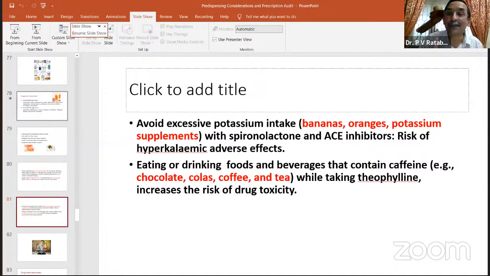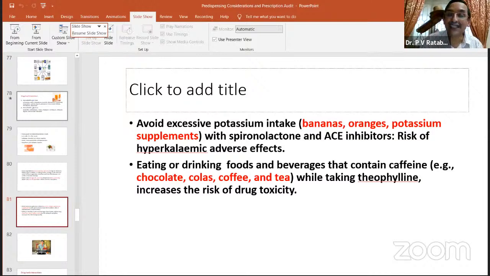Avoid excessive potassium intake: bananas, oranges, potassium supplements. Bananas and oranges are especially high in potassium. If you are taking telmisartan, or spironolactone, the high potassium can decrease the effect of your enalapril, lisinopril, ACE inhibitors. So the effect of ACE inhibitors can decrease if you take foods which are excessive in potassium, like enalapril, lisinopril, ramipril.